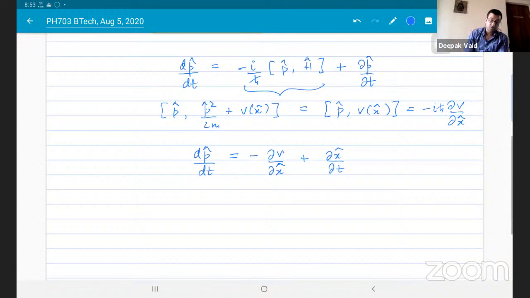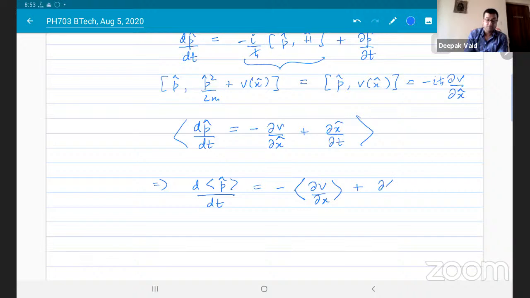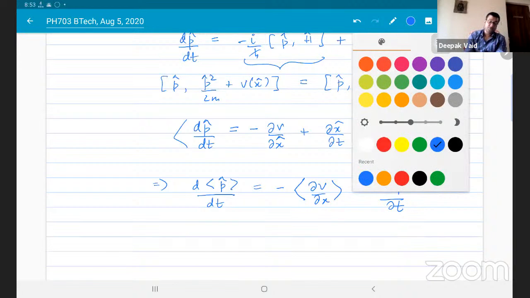Now if you take the expectation value of both sides, what do you get? You get d expectation of p by dt is equal to minus the expectation value of dV by dx plus d times the expectation value of the explicit derivative. Okay, and what is this? This is the Ehrenfest theorem.